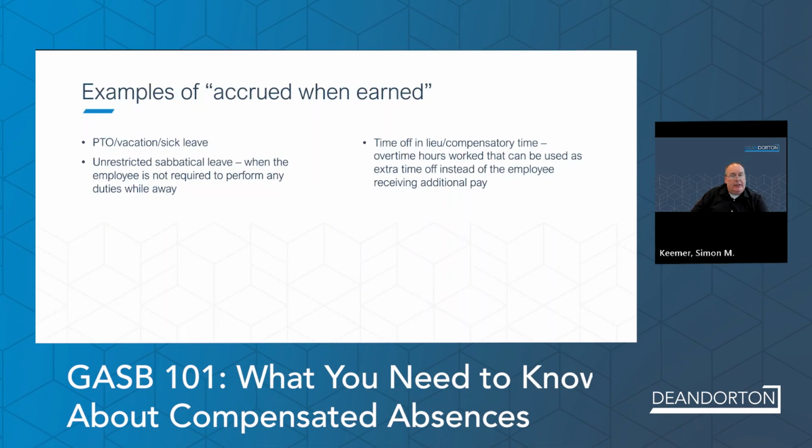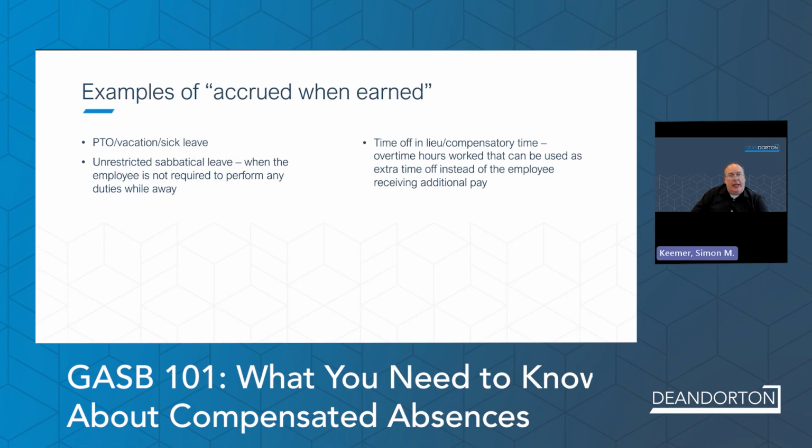The next bucket, which is particularly of interest to a lot of higher ed organizations, is sabbatical leave. So sabbatical leave actually gets put into 2 buckets. The first bucket we have here is unrestricted sabbatical leave. So the concept behind unrestricted sabbatical leave is that you allow your employees to go on sabbatical leave, but you don't have any requirement for them to perform duties for the organization while they're away. It's completely unrestricted. They go off and they can do whatever they like during that sabbatical leave.